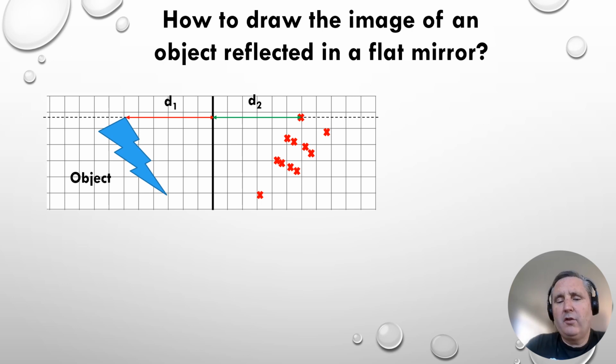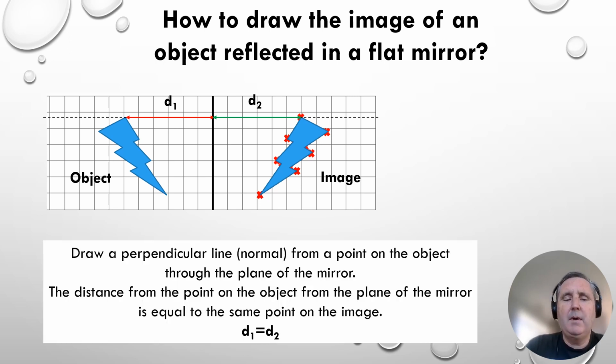Now, if I want to draw this complex image, all I need to do is connect the dots in the same way that it is in the object. So I connect the dots, here they go, and I'm just going to shade them in. And there we go. This is our lightning bolt. It's been reflected. This is our image. This is our object. Remember, on the left-hand side, this is the real object, and this is the virtual image. Now, what was important here is this rule, that the distance D1 equals D2, and that we draw a perpendicular line.